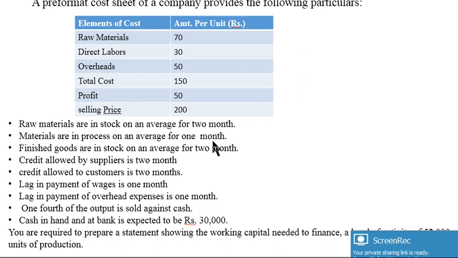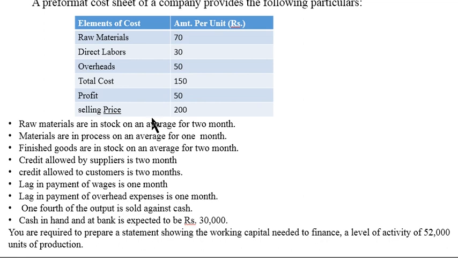Okay, this is another problem wherein a few other adjustments are added compared to the earlier problem. I'll read out the problem first, then we will go for the solution. The format of cost sheet: raw materials 70 rupees per unit, direct labor 30 rupees, overhead 50 rupees, total cost 150 and profit 50, selling price 200.